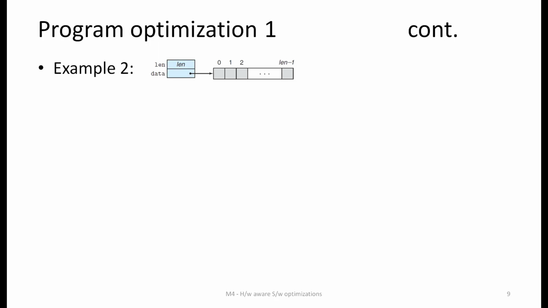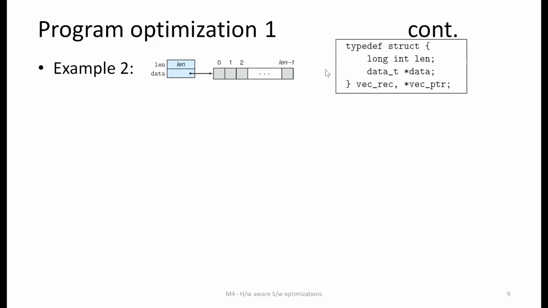Another example, let's consider a vector data type. Let's say it has two variables: length len, and a data pointer to the actual array of elements of length len. So this is how the structure would look like.